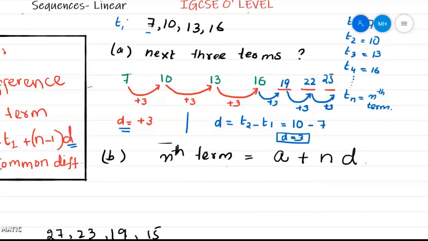So we have to find the nth term. T1 is the first term and n is the number of the term. I have to subtract 1, and it's D times.